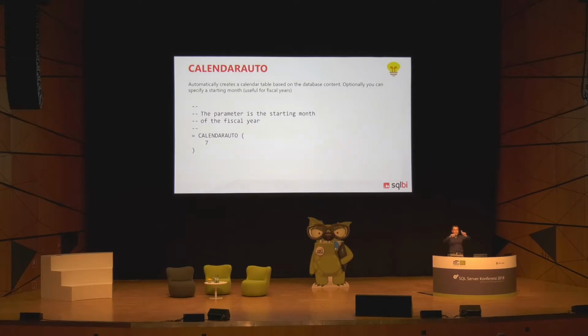Now, CALENDARAUTO scans all the tables in your data model, all the date columns, and if it finds a date column, it evaluates the minimum and the maximum values you have there, and it includes a range of years that span for all the dates that you may have in your model, which could be a problem if you have a customer table with a birth date, because you might have sales only for the last 3 years, but you have 100 years for the birthdays of your customers. So be careful using CALENDARAUTO.